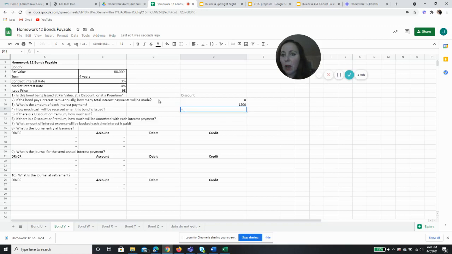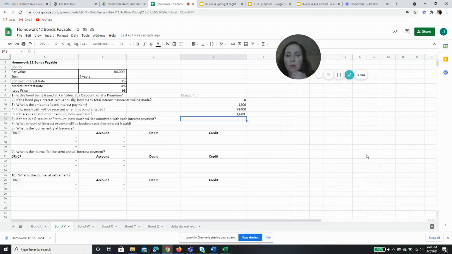So that's going to be our par value times our issue price. Our issue price is 98, so it's going to be par value times 0.98. That's a percentage, 78,400. If there is a discount or premium, how much is it? Well, we know it's a discount, so it's going to be par value of 80,000 minus the amount of cash we'll receive, 78,400. So our discount is $1,600.